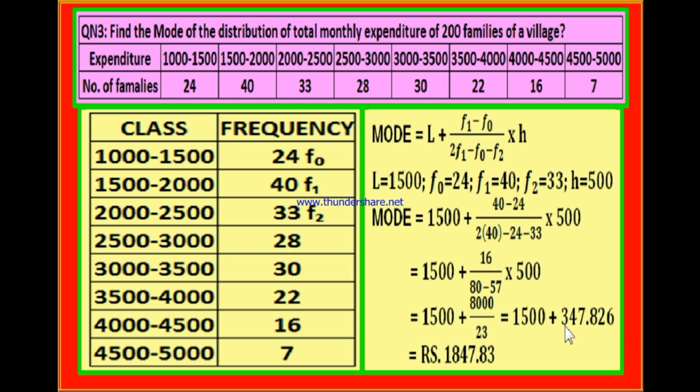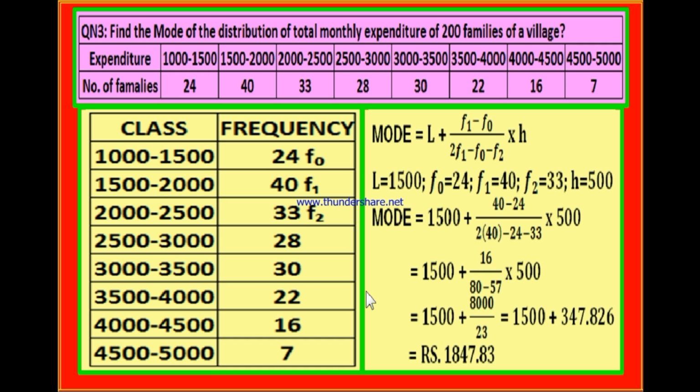347.826. If we add 347.826 to 1500, you will get 1847.826. But if you correct it to second decimal place, since the third decimal value is 6, which is more than 5, you have to add 1 to its preceding digit. That is, add 1 to 2 so that it will be 3. If you correct it to second decimal, then the mode of the given distribution is 1847.83. Is it clear, boys?